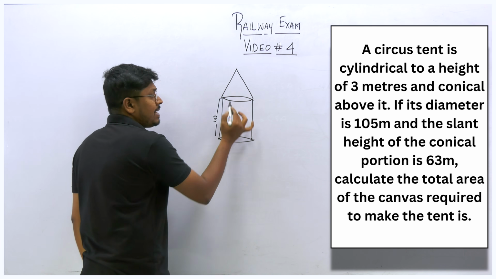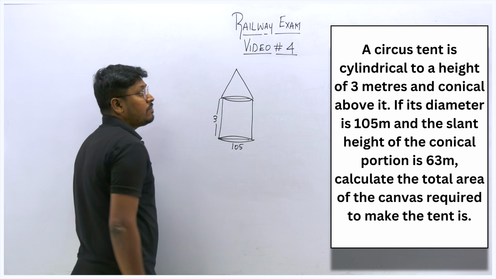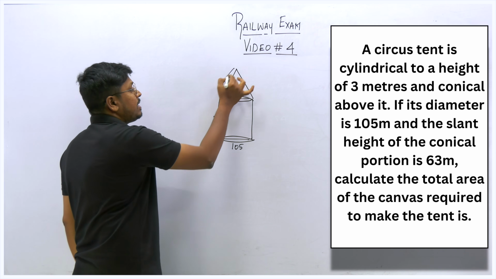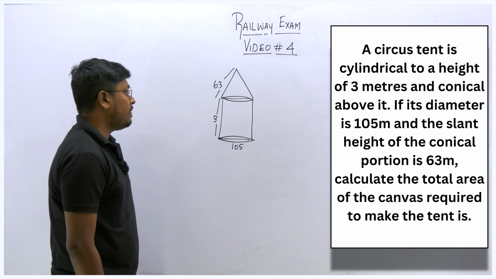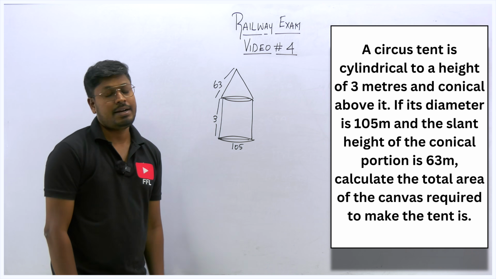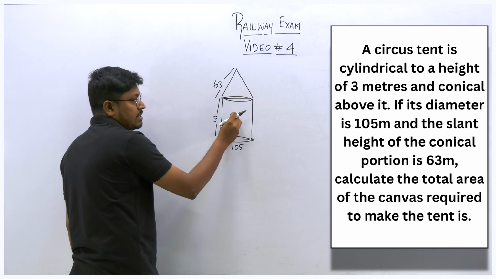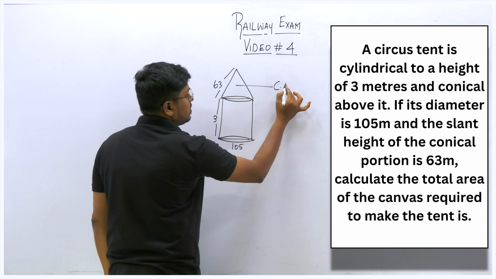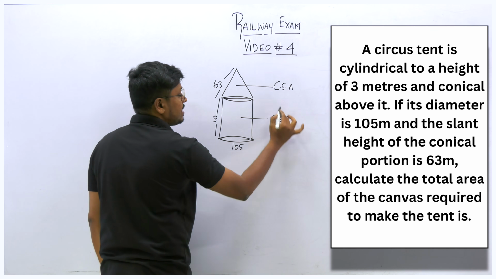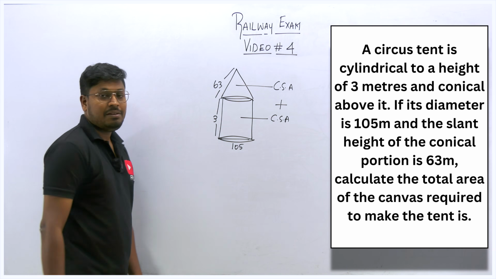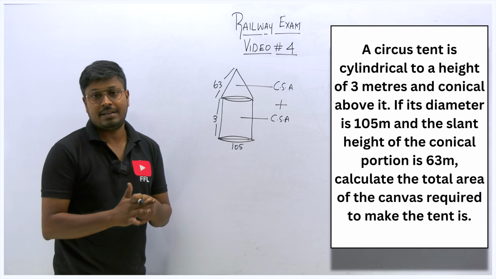Its diameter is 105. If this diameter is 105, then definitely this will also be 105, right? Both will be the same. So 105 meter, and the slant height has been given. The slant height is how much? 63 meter. That is also given. So our target is to find the area required to make a tent. Right? So just see here, there are two shapes. One is a cone and the second shape is a cylinder. For this cone, our target is to find the curved surface area. For this cylinder, we have to find the curved surface area, and if you add both values, the result will be the total canvas required to make a circus tent, right?